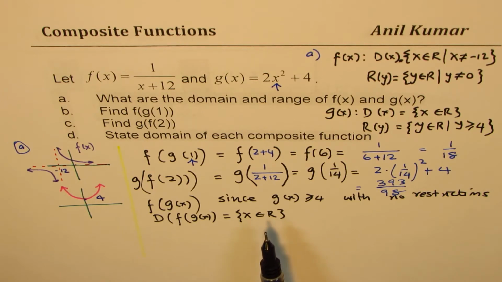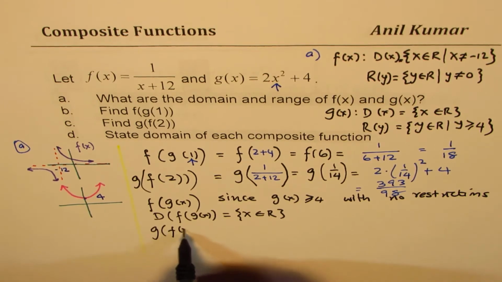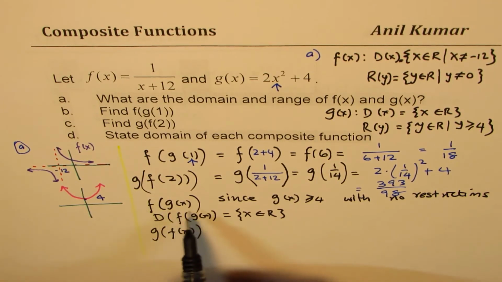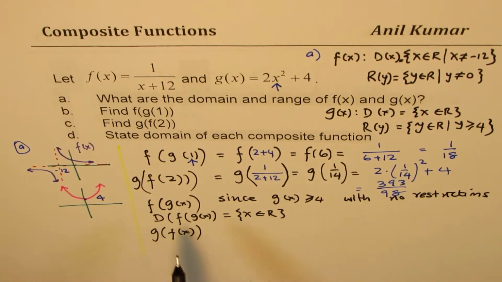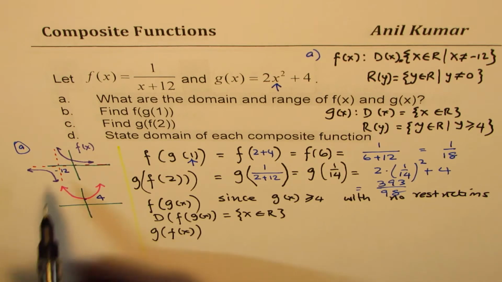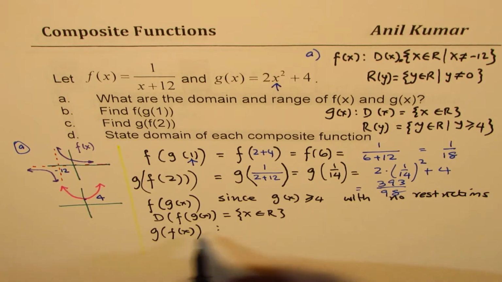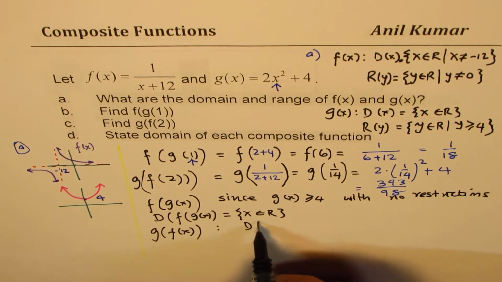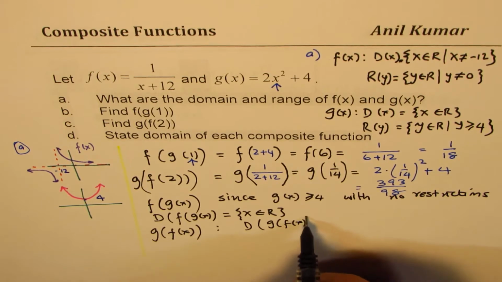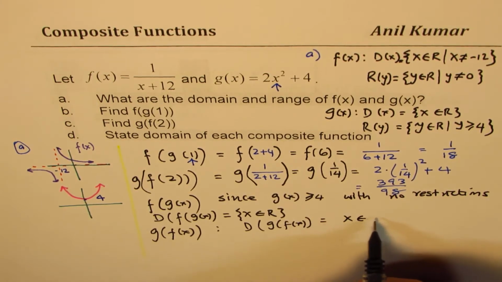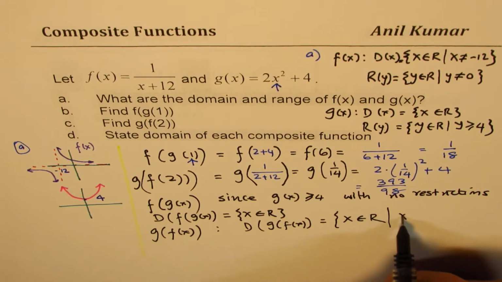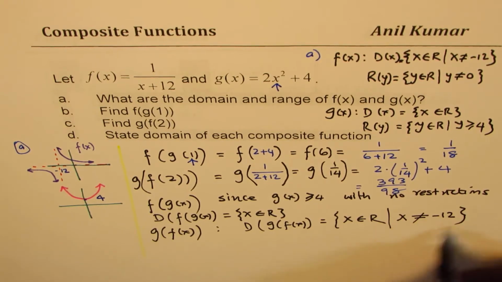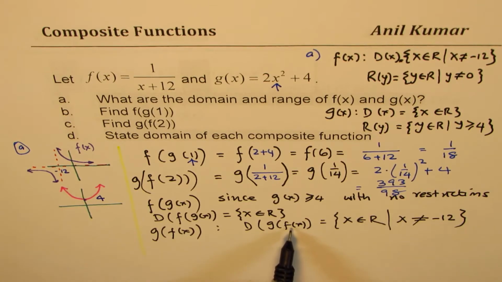Now the second part here is to find the domain for g of f of x. As an exercise, you could actually find these functions and then write the domain. As far as f of x is concerned, clearly it has a restriction in domain, and the restriction is minus 12. So for this function, I can say that the domain of g of f of x is x belongs to real numbers, where x is not equal to minus 12. The restrictions in f of x will remain the restrictions for this function.